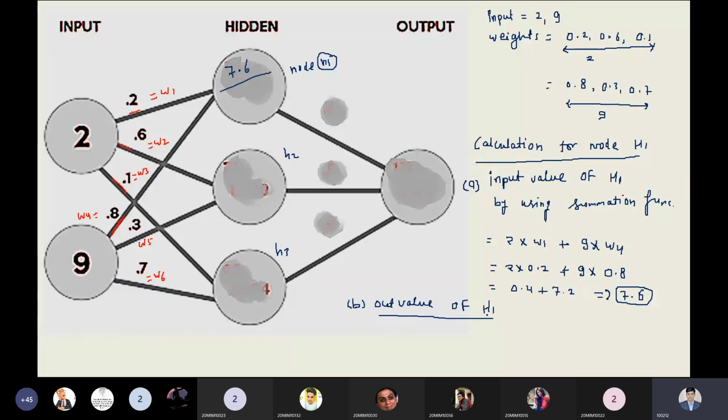If you don't know, no issue. But if you know, please speak properly. So 7.6 into W7. Why should I multiply by the W7? So we have to apply some activation function here.